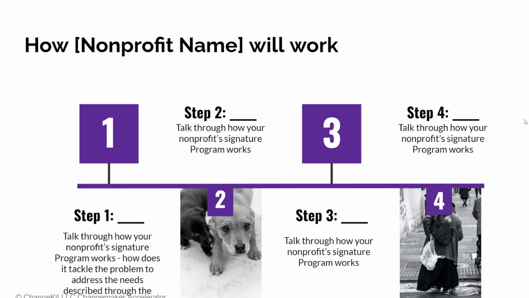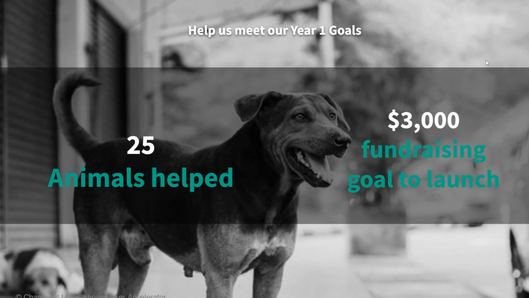Then you want to show, how does your organization tackle this problem? The step-by-step process, right? So how does it work? Or if you're starting a nonprofit, how it will work, how you're planning for it to work. So you'll talk through your signature program. Let's say it's first you do a community assessment to understand where the most animals are being abandoned. Then you talk through how you help rescue the animals and then get them to the vet, and just basically the steps here.